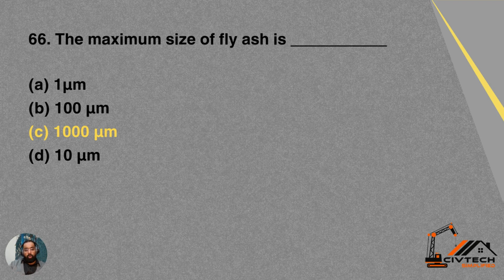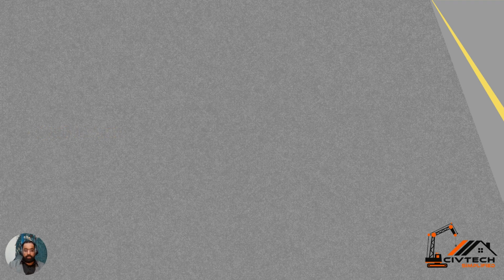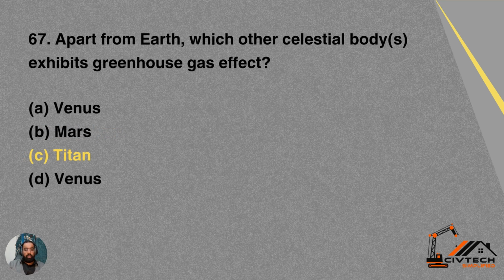Question 66. The maximum size of fly ash is. What is the maximum size of fly ash? Option A 1 micrometer. Option B 100 micrometer. Option C 1000 micrometer. And option D 10 micrometer. The maximum size of fly ash is option C, 1000 micrometer. C is the correct answer.